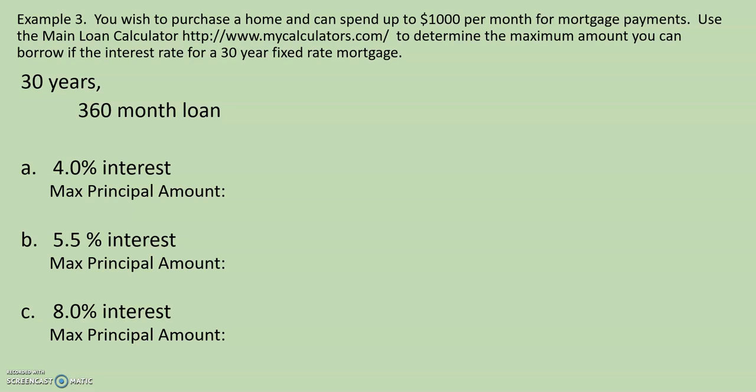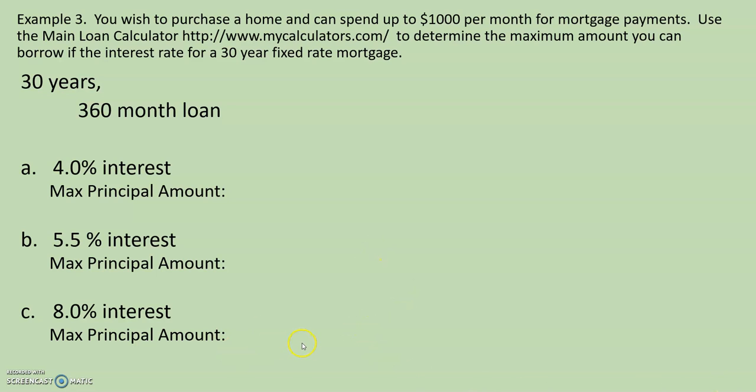Example 3. You wish to purchase a home and can spend $1,000 per month for mortgage payments. Use the loan calculator to determine the maximum amount you can borrow if the interest rate is for a 30-year fixed rate mortgage.